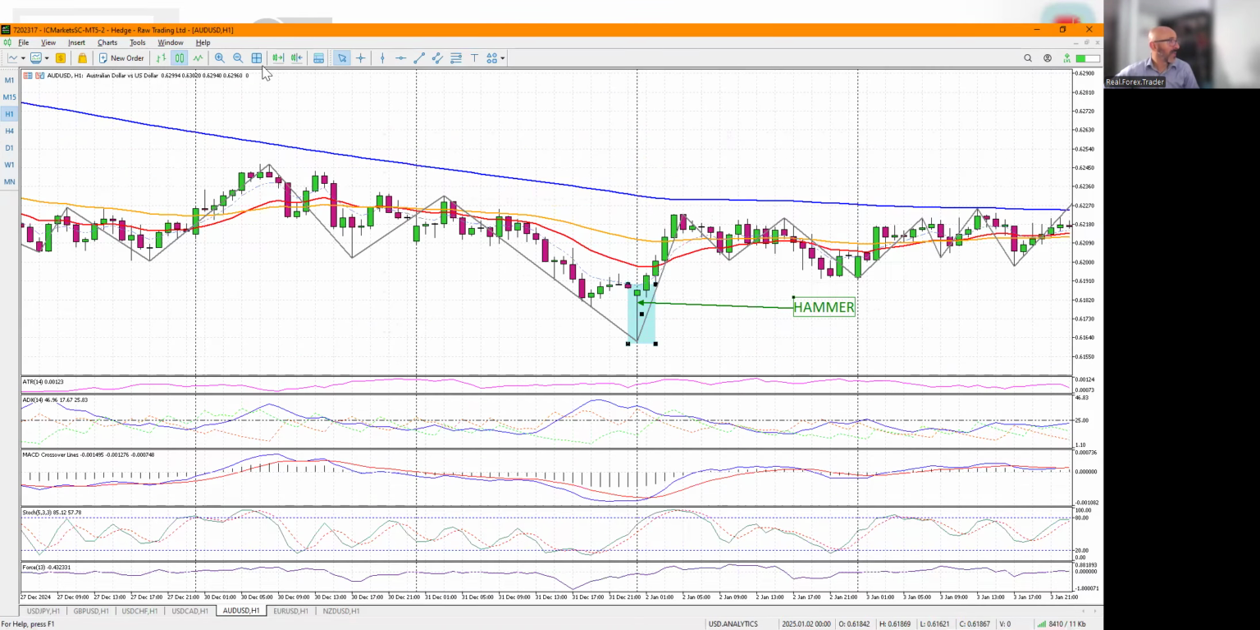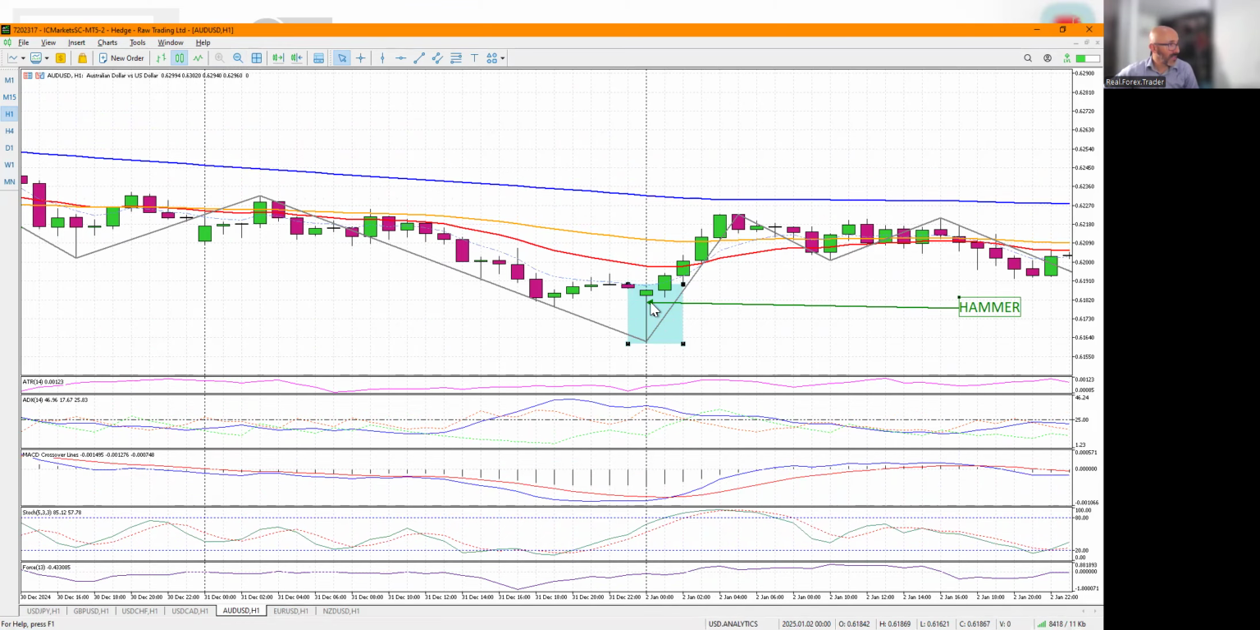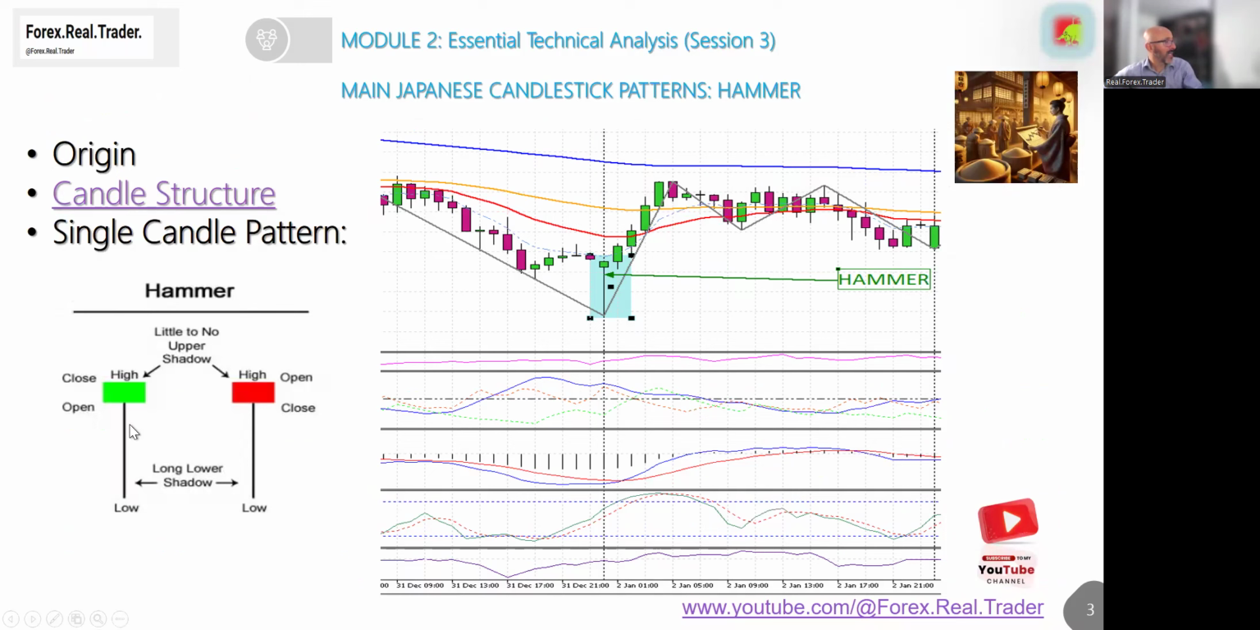Look at this. This is a hammer, right? So basically, as you saw here on the illustration, it is a small body formation. This is the body, and a long lower wick. This is important to pay attention to. It's a lower wick. The longer, the better, right? Could be either red or green. Could be bull or bear.